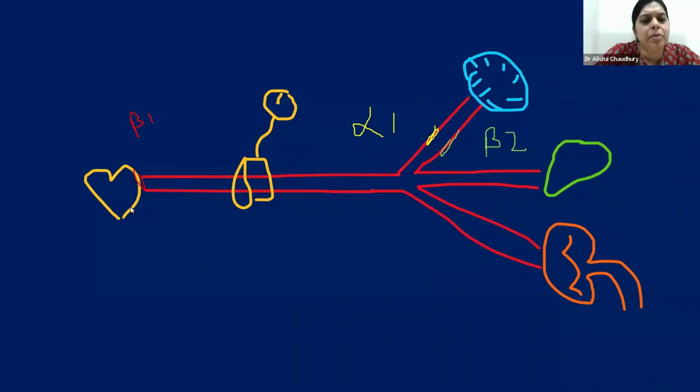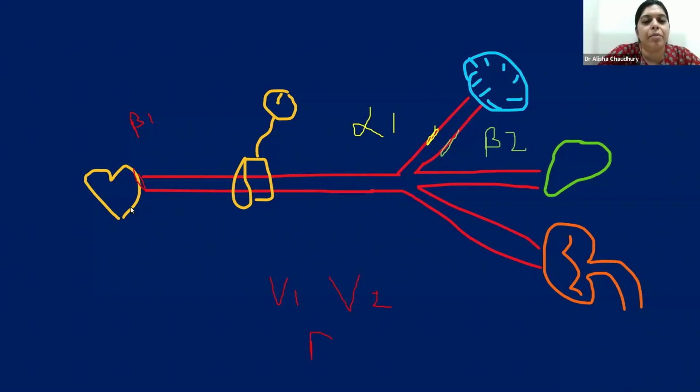Now, for the purpose of this talk, beta-1 and alpha-1 will be more relevant to us, because beta-2 is about vasodilatation. When we talk about vasopressors and inotropes, we always prefer having a good, higher blood pressure. So vasodilatation will not be covered in our talk today. Now, the other receptors which you should know are your V1 receptor and V2 receptor, which is where your vasopressin is going to act. This V1 receptor is again in your blood vessel and V2 is in your kidney.